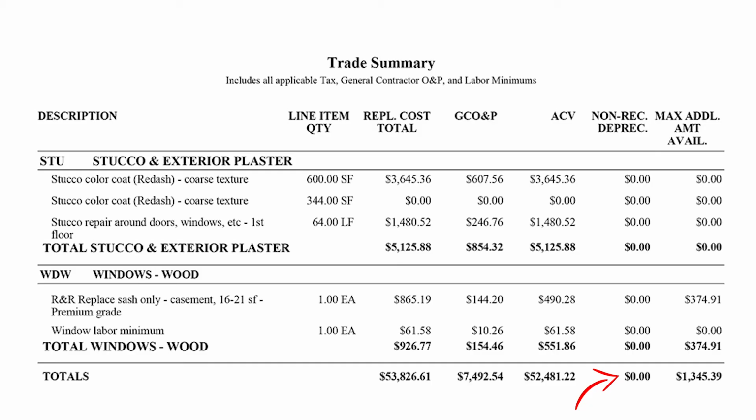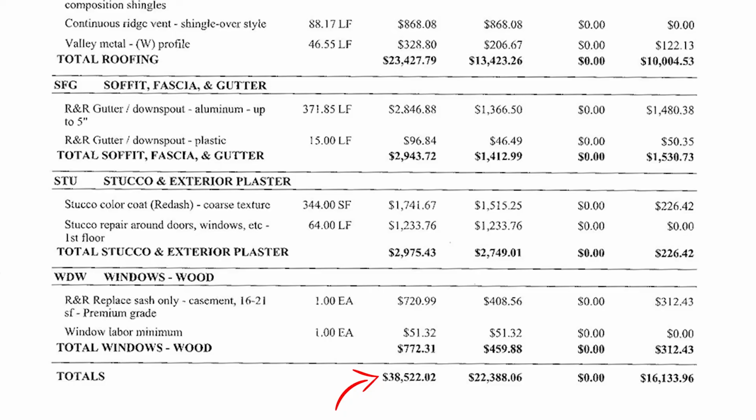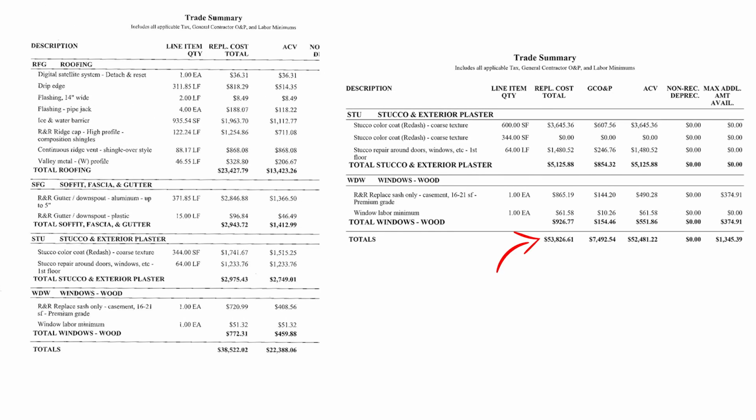So in this one, it was zero. And this $1,345 is what's left. Once we're done with the job, we can still help them get the $1,345, and once they get that, we would collect those funds from them. Just to give you an idea, here's the total on the original, $38,522.02, and it went all the way up to $53,826.61. By getting them to increase, we had a good budget to use high quality stucco professionals to get all the work done.